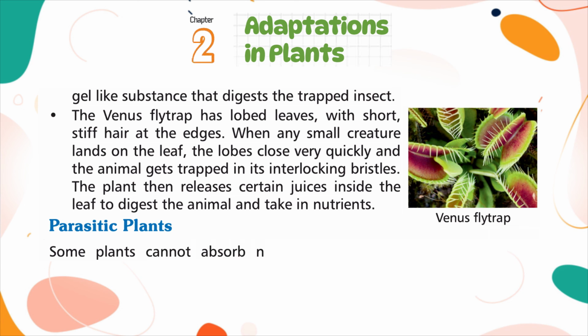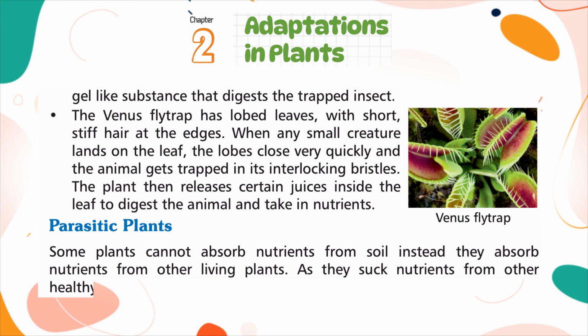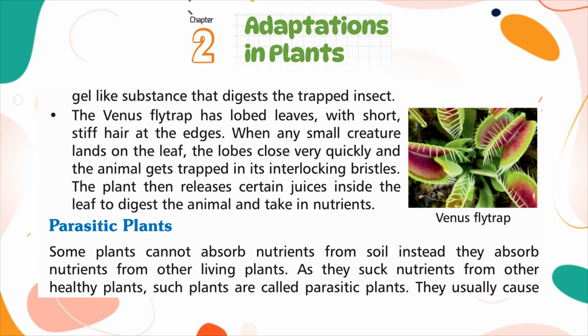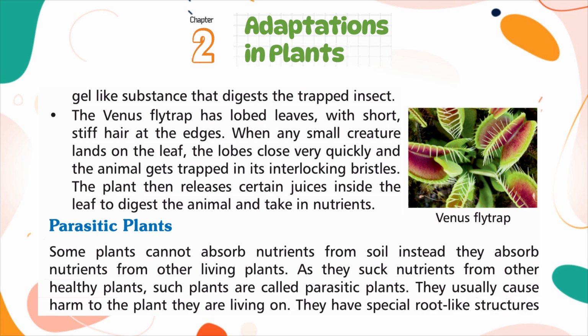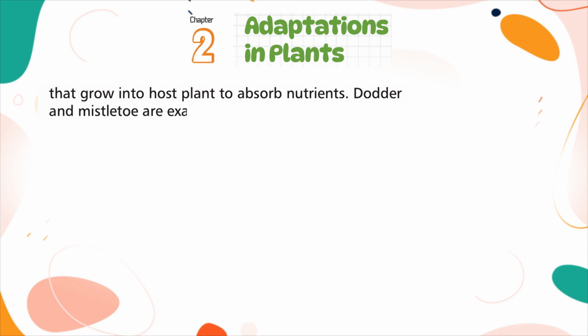Parasitic plants. Some plants cannot absorb nutrients from the soil. Instead, they absorb nutrients from other living plants. As they suck nutrients from other healthy plants, such plants are called parasitic plants. They usually cause harm to the plant they are living on. They have special root-like structures that grow into the host plant to absorb nutrients. Dodder and mistletoe are examples of parasitic plants.